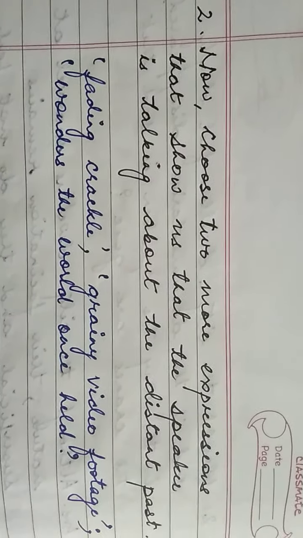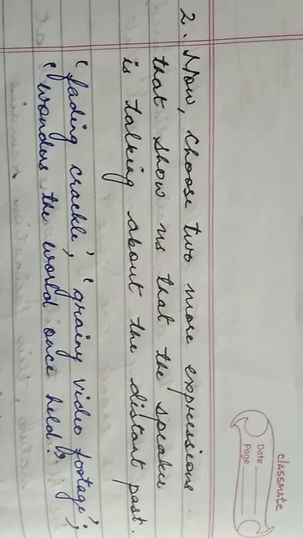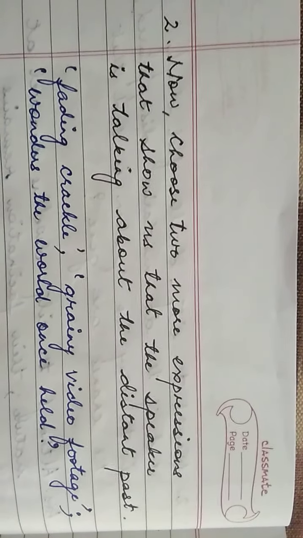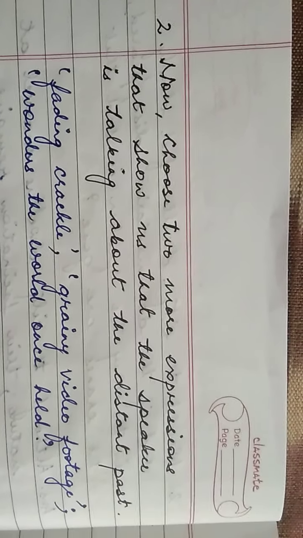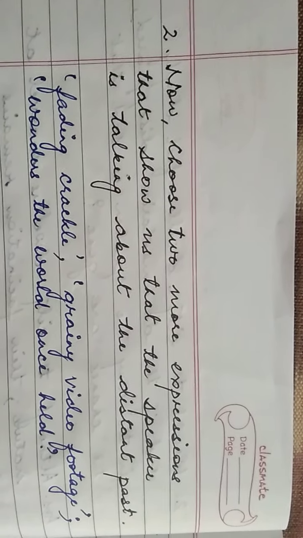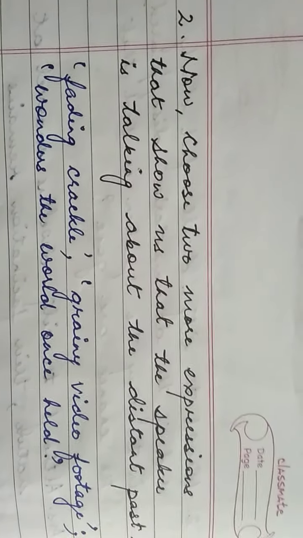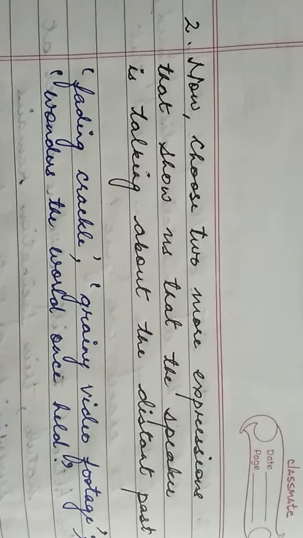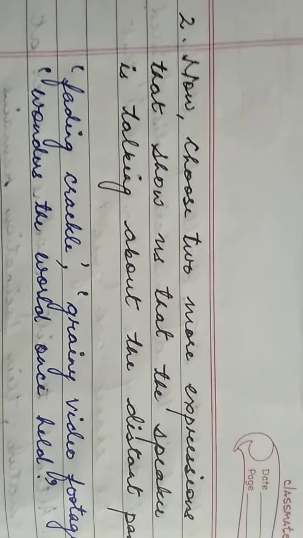Now from the appreciation, the second question is: choose two more expressions that show us that the speaker is talking about the distant past. The expressions are fading crackle, grainy video footage, wonders the world once held. So these are the words that tell us that something has happened in the past that is not existing in the present. Children, these are the model answers, and you can write your own answers in your copies. That's all.